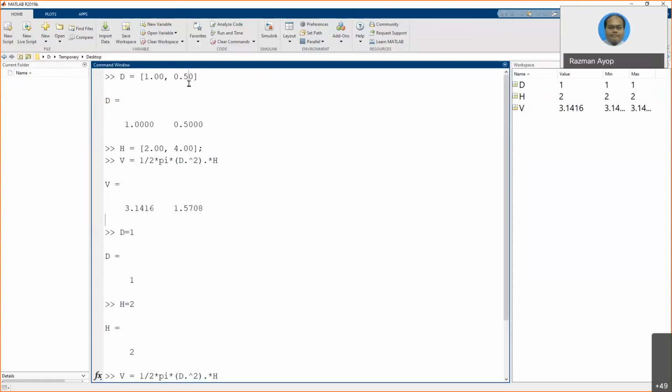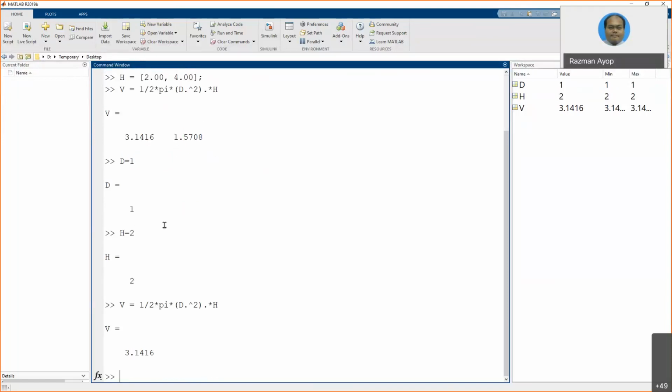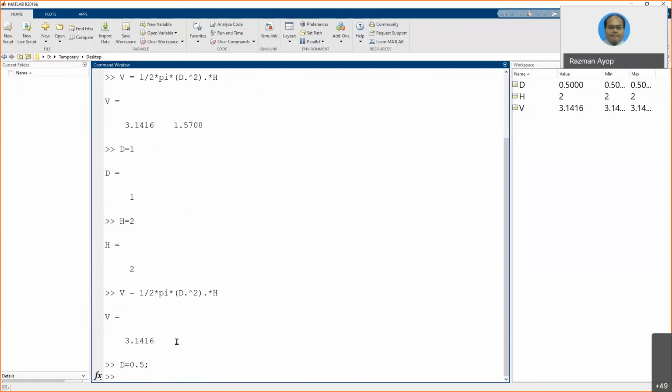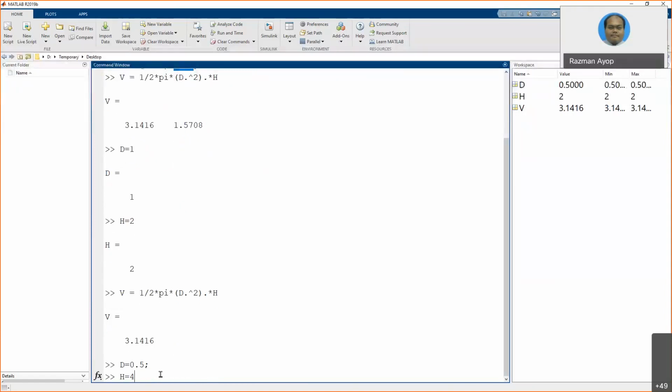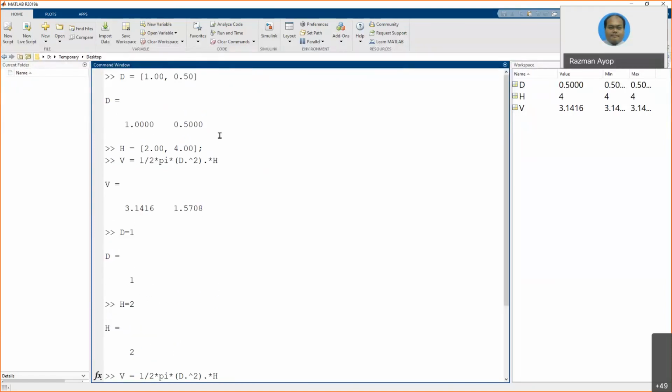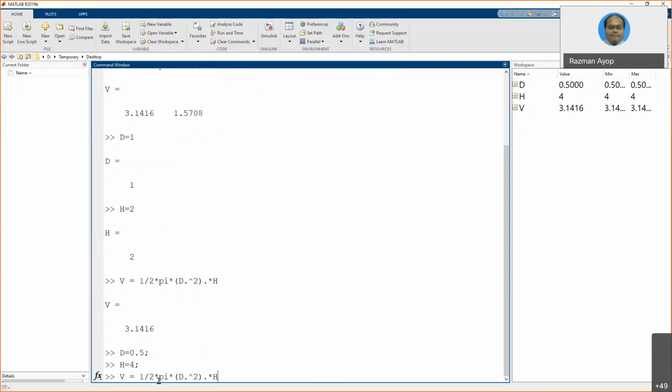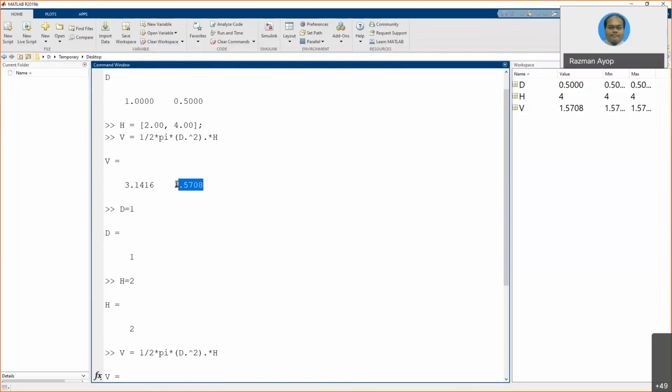What if 0.5 and 5? Okay, so D equals 0.5 and hash equals 4. The second one. So you use this formula. Because this is just a constant, in the arithmetic you no need to put the dot. So you get the second answer.